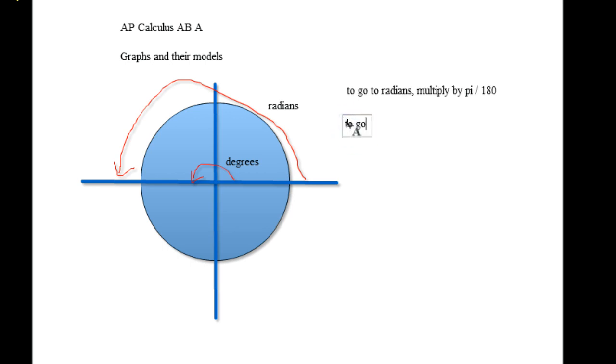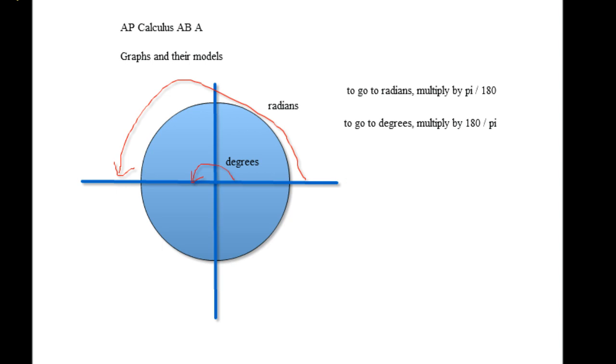Okay, and to go to degrees from radians, multiply by 180 divided by pi. Okay, simple as that. The pi's will cancel out or they'll add to it, and then you just reduce the fraction and just work with it that way. Okay, now graphs of trig functions.